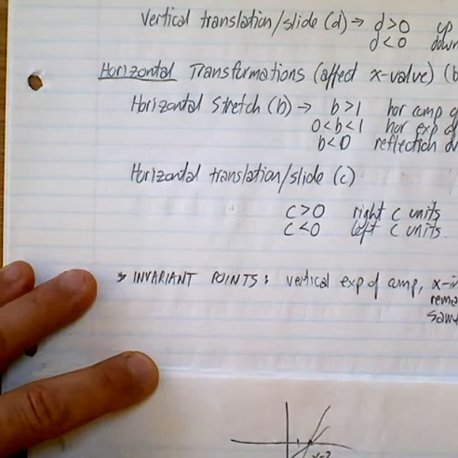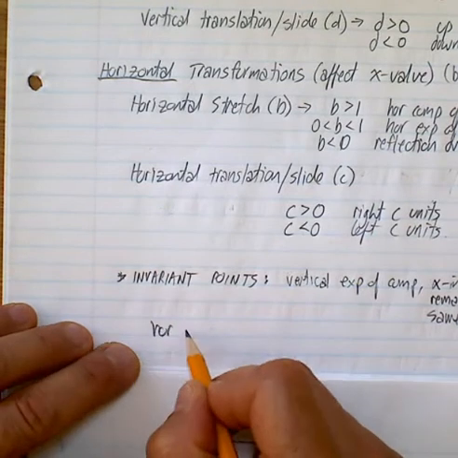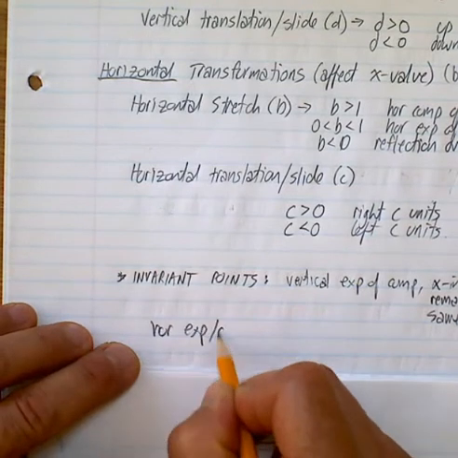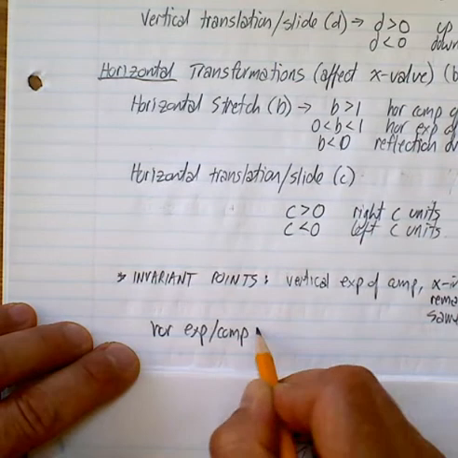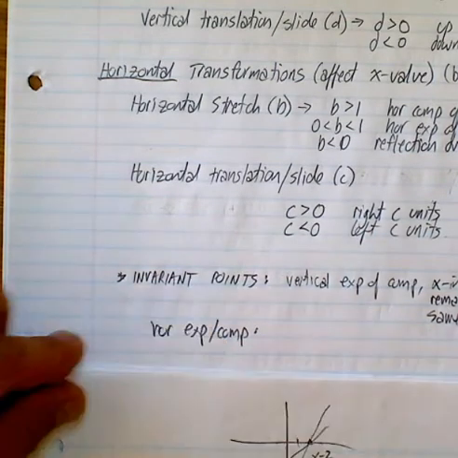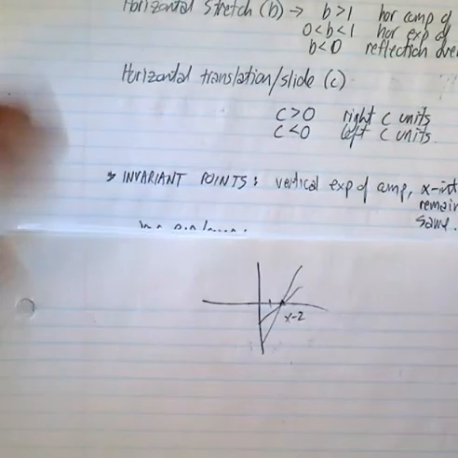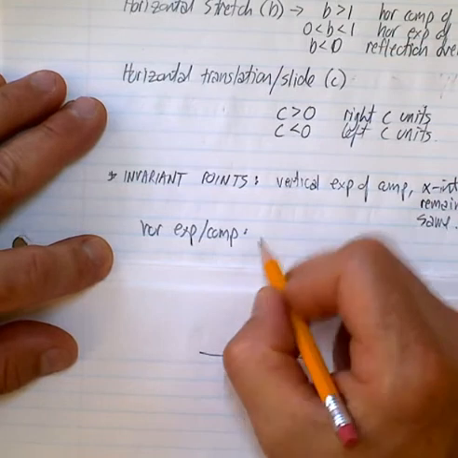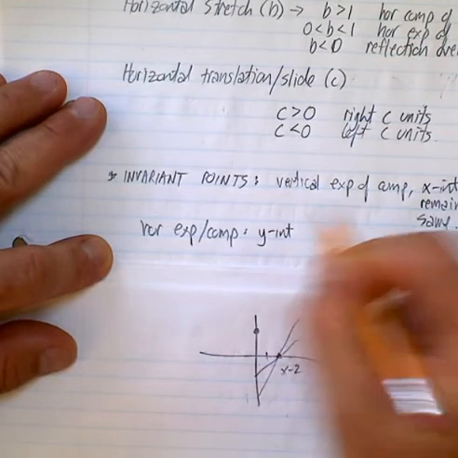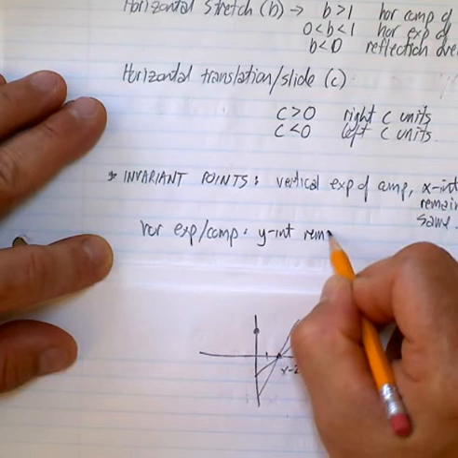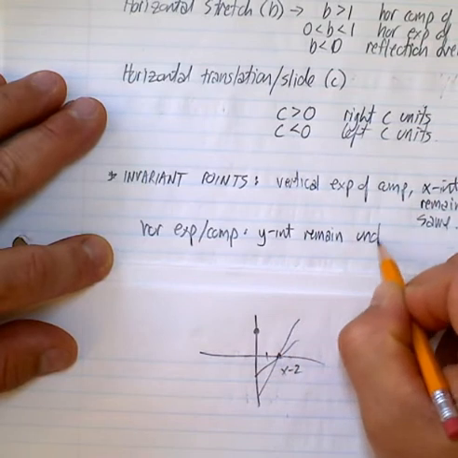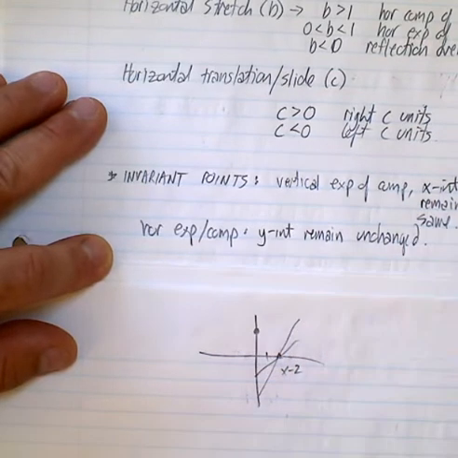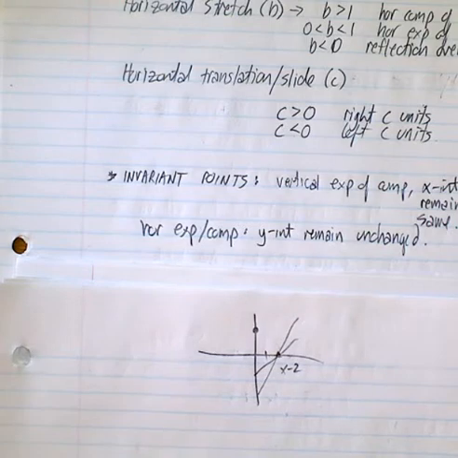And if you have a horizontal expansion or compression this way, say, so you're stretching it this way or compressing it this way, the ones that will not change are the ones on your y-axis. So your y-intercepts remain unchanged. Okay, so a couple things to think about there.